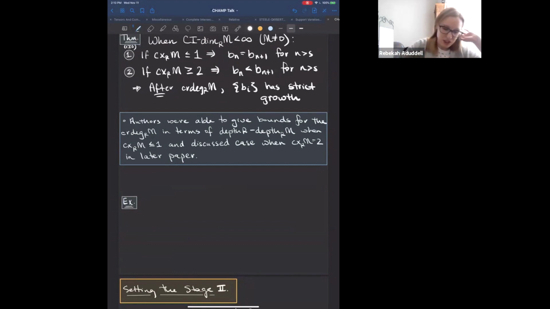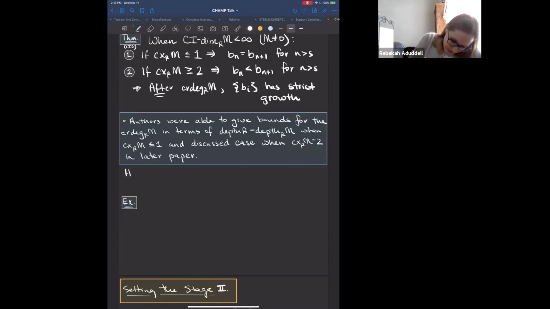I'll just mention this. The authors did give bounds for the critical degree of a module in terms of the depth of the ring and the depth of the module when the complexity was less than or equal to 1. And then they discussed the case when the complexity was 2 in a later paper. I don't believe anyone has looked at when the complexity was larger than 2.